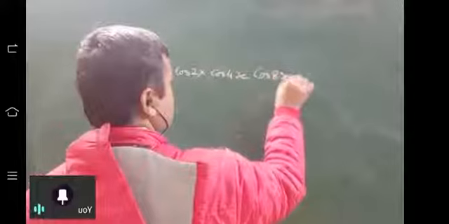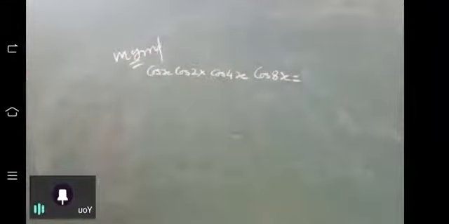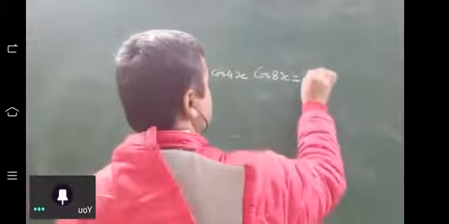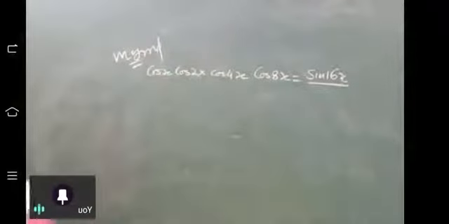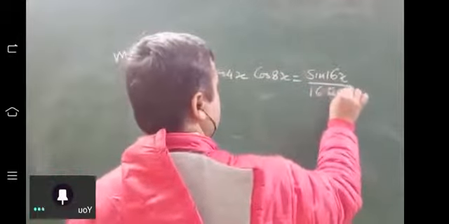The next question is a most important question. It is given: cos x cos 2x cos 4x cos 8x equals sin 16x divided by 16 sin x.